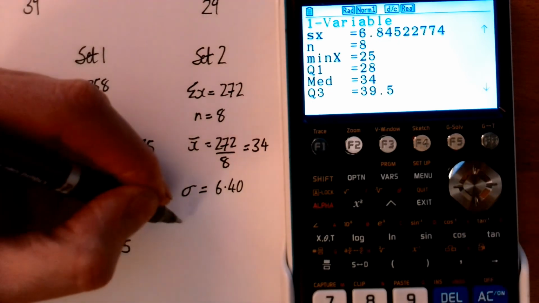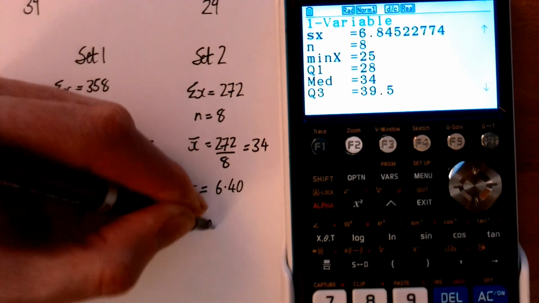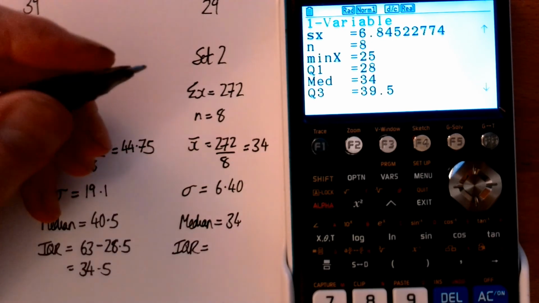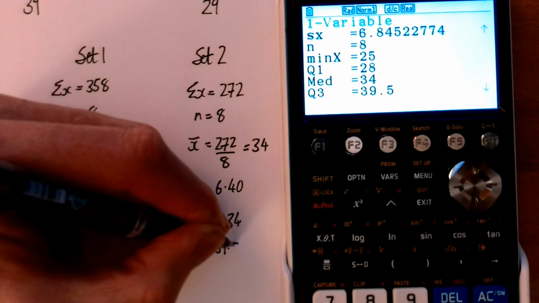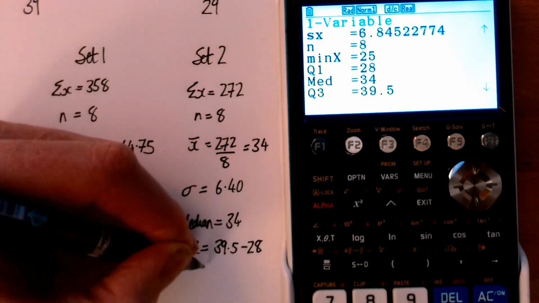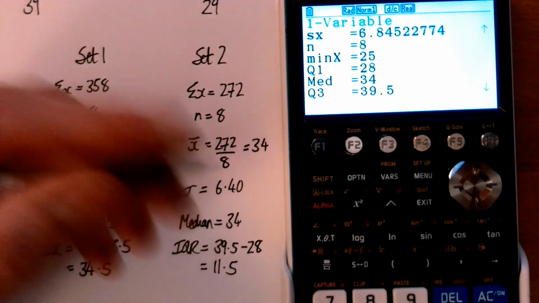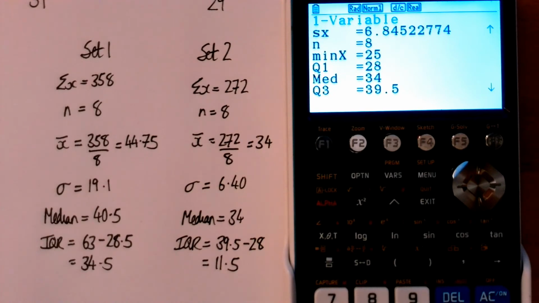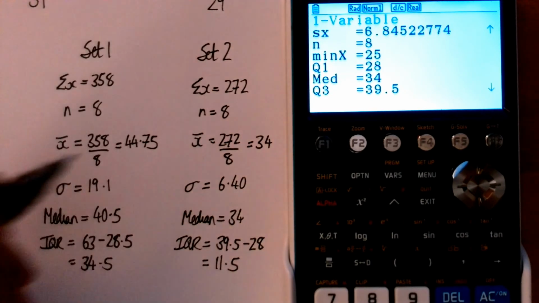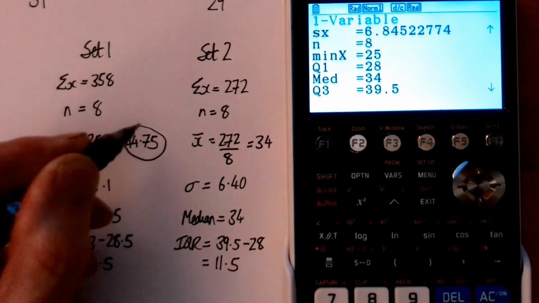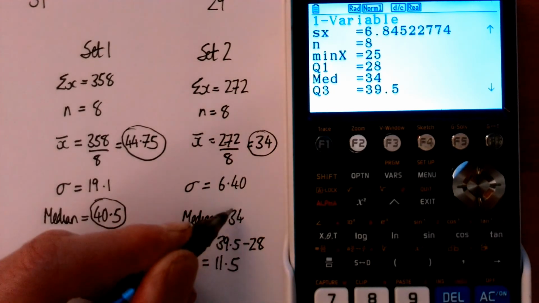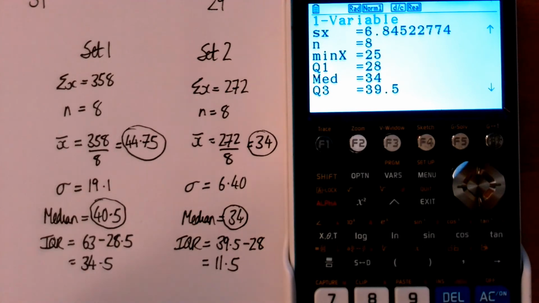So the median is 34, and the interquartile range is 39.5, take away 28, which is 11.5. So what I can now do is compare the data. So let's talk about on average. On average, the mean indicates that set 1 is greater than set 2, and that's confirmed by the median. Both averages suggest that set 1 is bigger than set 2.